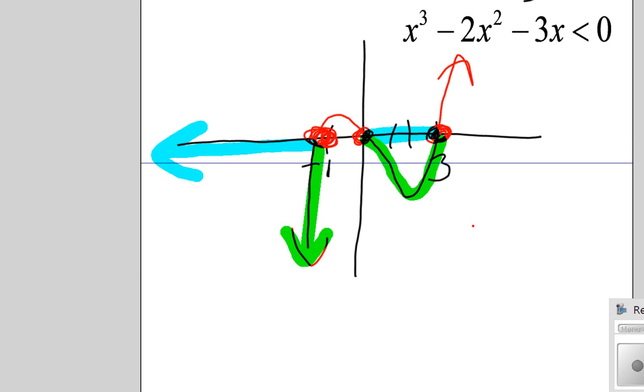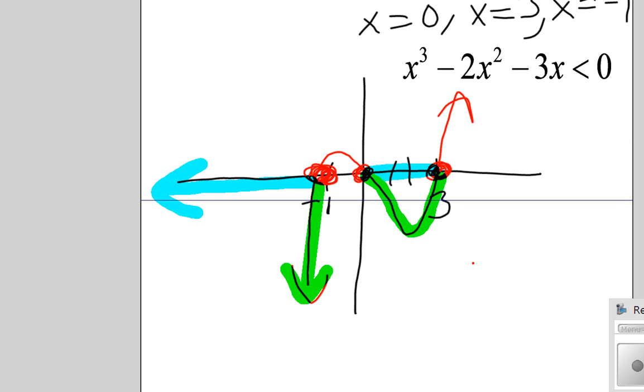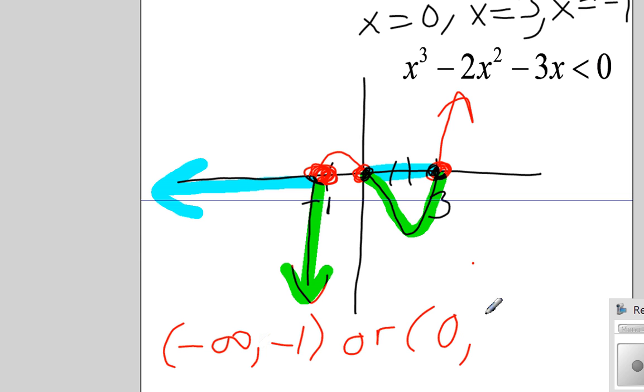This one is an open interval because there's no line underneath the inequality. So I've got between negative infinity and -1, or between 0 and positive 3. That's my final solution, and that's it for this video.